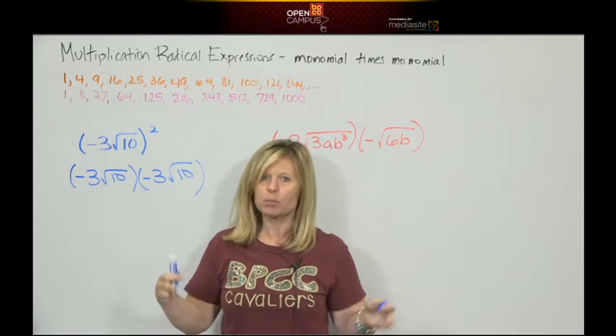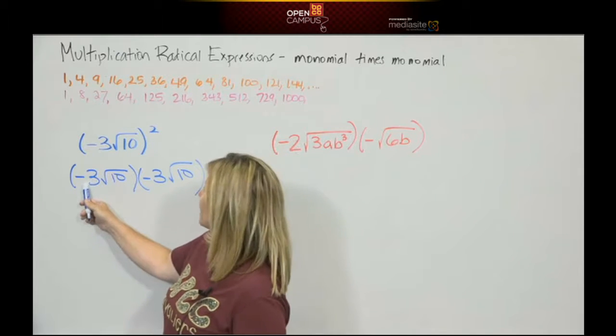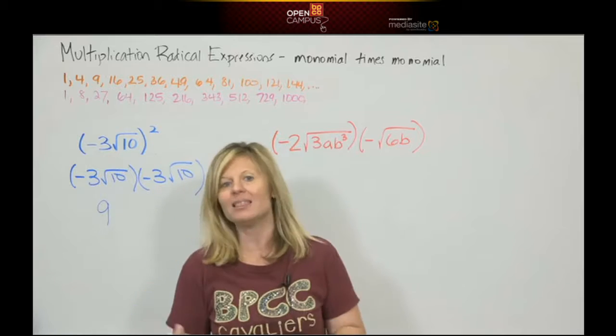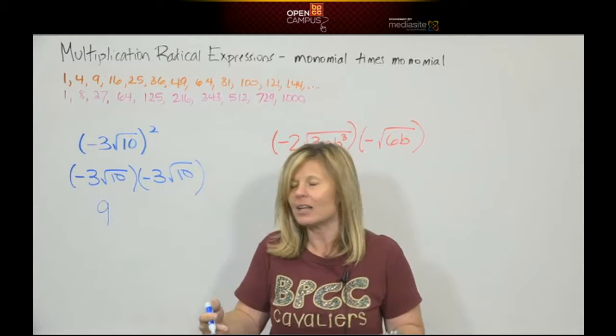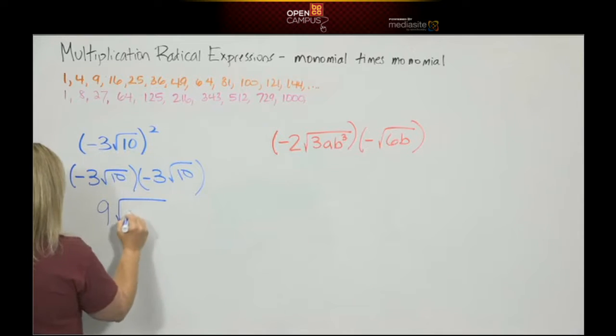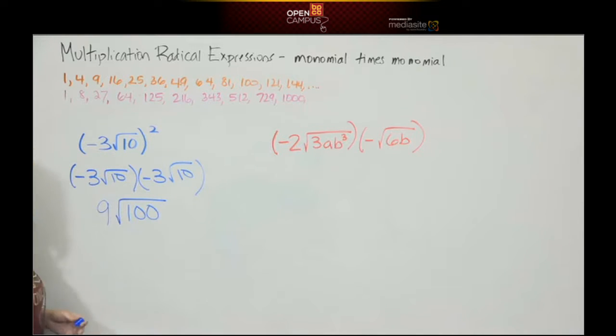So the rule is you multiply the coefficients. So negative 3 times negative 3 would be positive 9. And then you just multiply the radicands. Square root of 10 times square root of 10 would be square root of 100. There's nothing in between this coefficient and this radical other than multiplication. So we multiply, there's the coefficient, there's the radical, there's multiplication.